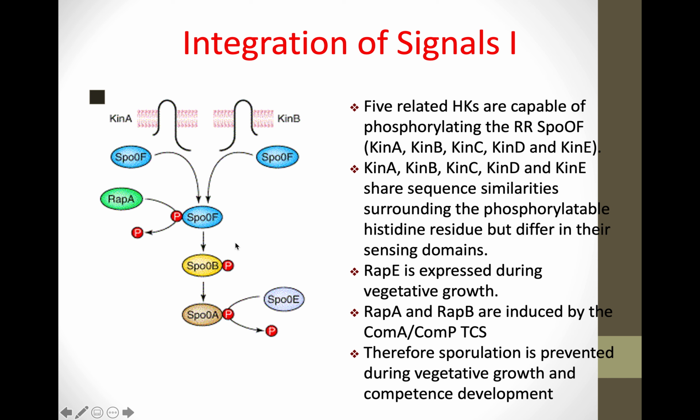So sporulation in this case is prevented during vegetative growth, and you get competence development. Now in certain cases sporulation is needed for the growth of a population, but in other cases, when the cell density is too high, they need to control or prevent it. So this is one of the mechanisms for integration of signals using the two-component system to halt or control overpopulation.